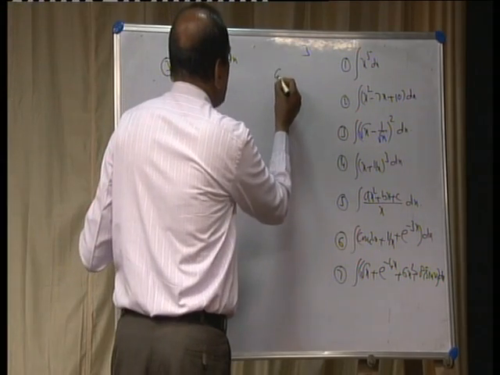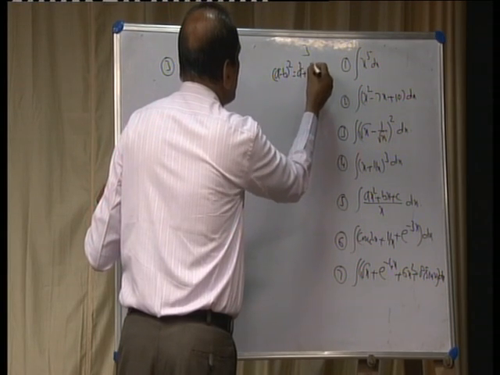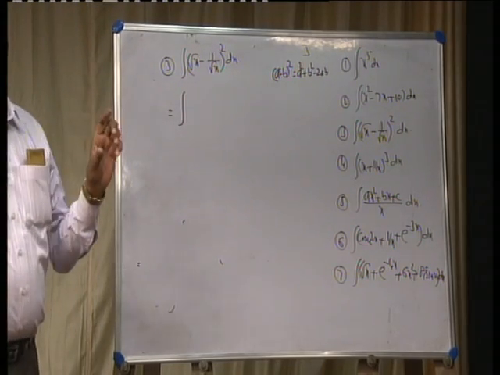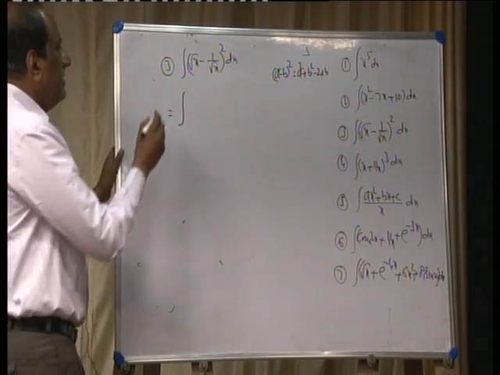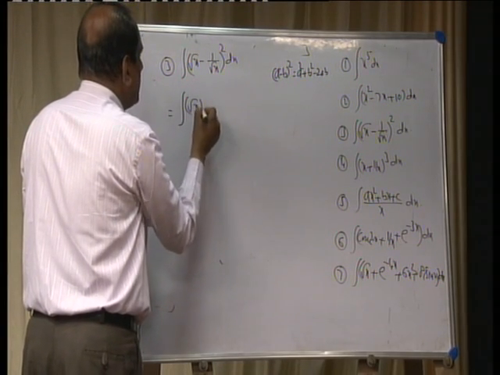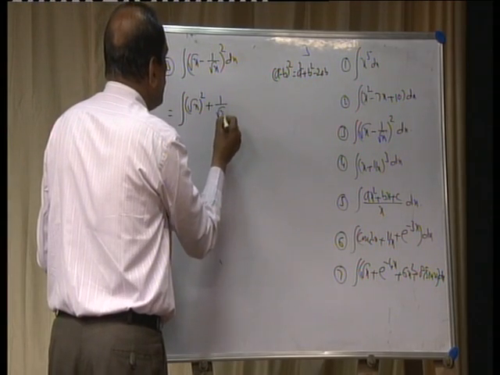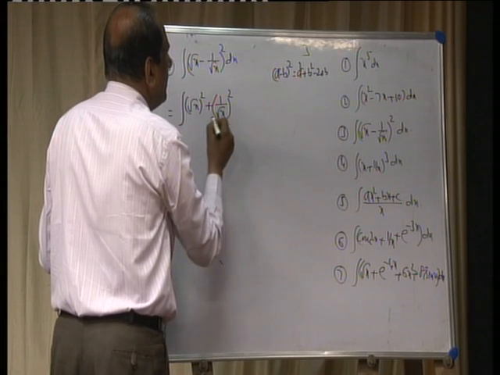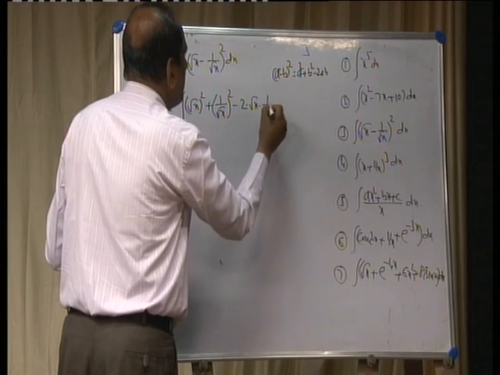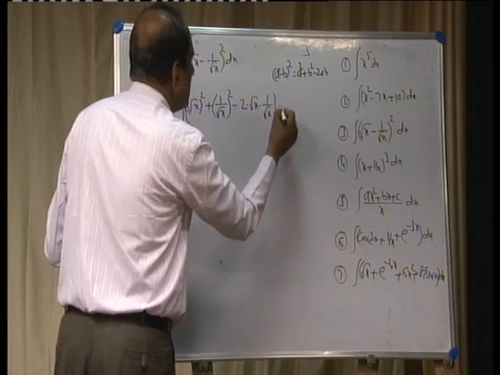What is the a minus b whole square formula? a square plus b square minus 2ab. First, apply the formula, expand the integrand. See here, a square is root x whole square, plus b square means plus 1 by root x whole square, minus 2 into a into b, a is root x, b is 1 by root x, dx.